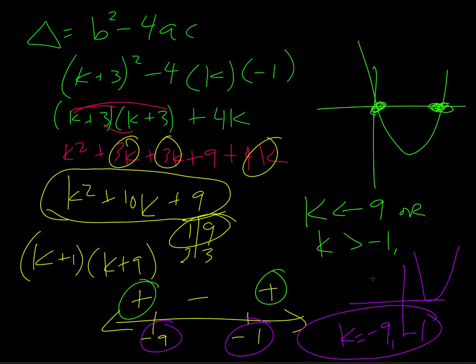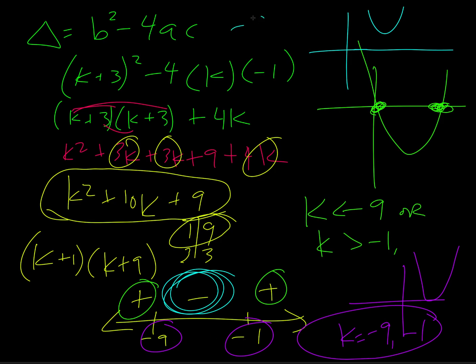Okay, and then to know where it doesn't touch the graph at all, so like this situation, it's just going to be wherever it's negative, because once again we want the discriminant to be negative for that situation. And that's just going to be in between negative 9 and negative 1. So negative 9 is less than k, is less than negative 1.